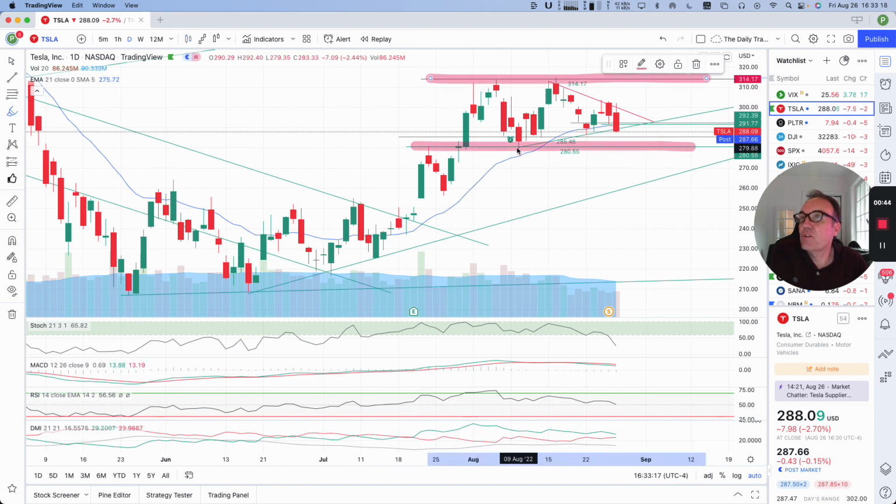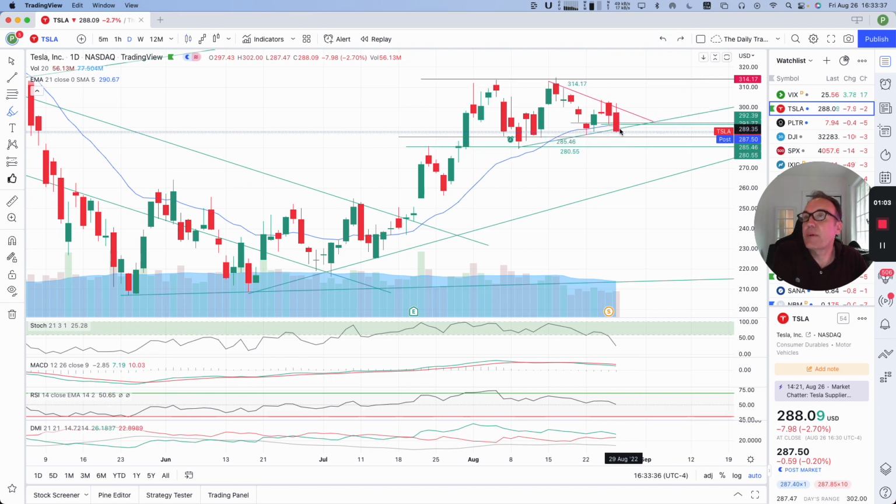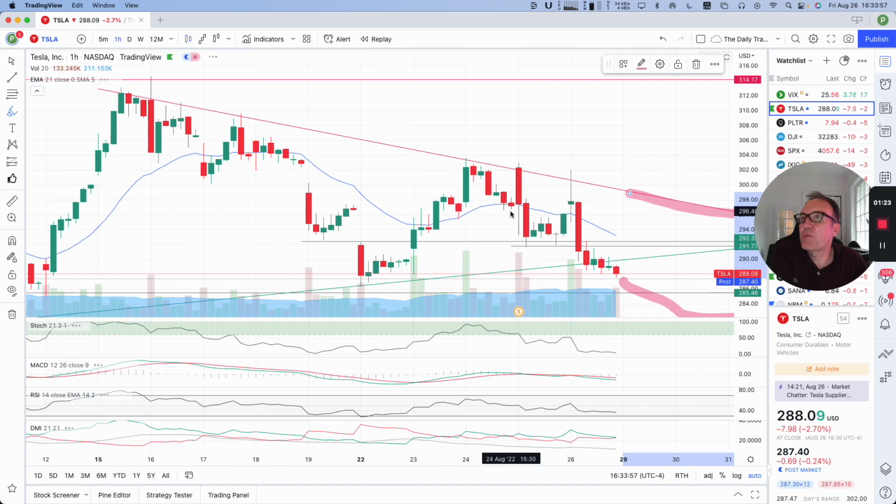What has changed a little bit is that we came down, we broke this little bit of a support, this diagonal support. We have a wedge right here, and we broke this support right here. We should be coming down to 285, 280. Let's hope that at least we are going to bounce on them. And we are going to know that the descent is over when we break this downward resistance right here. Let's look at the 1 hour chart first.